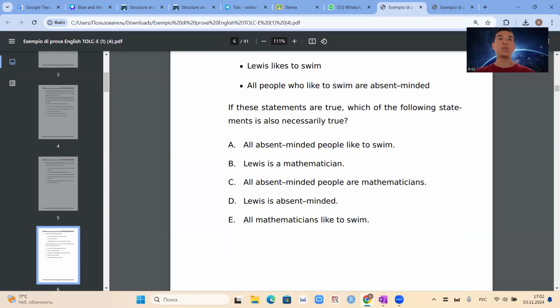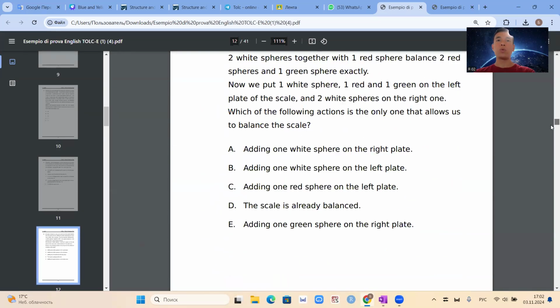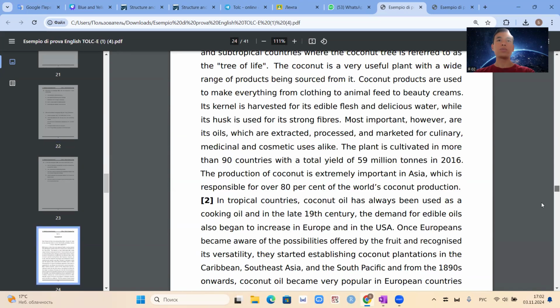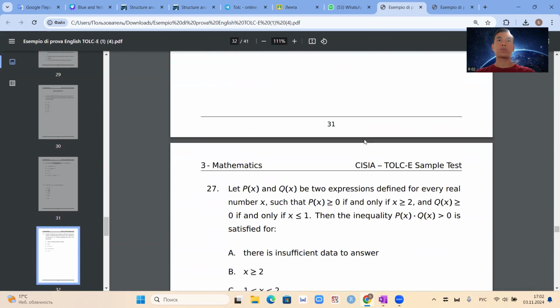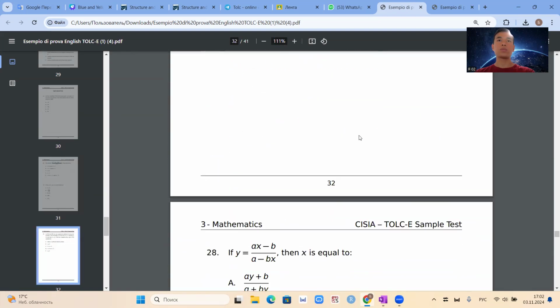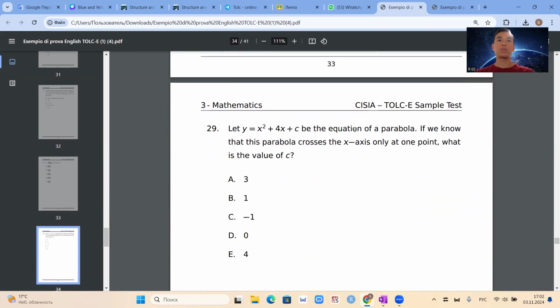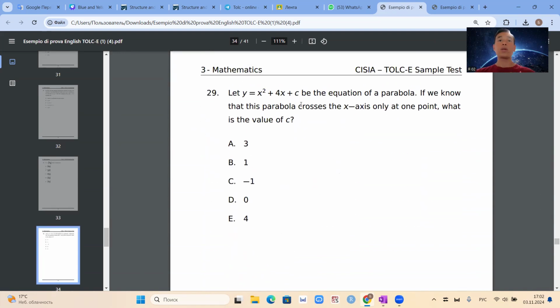Okay, the next one was question number 29. Here the function y equals x squared plus 4x plus c is given as the equation of a parabola. If you know that this parabola crosses the x-axis at only one point, what is the value of c? Okay, let me see the answers.